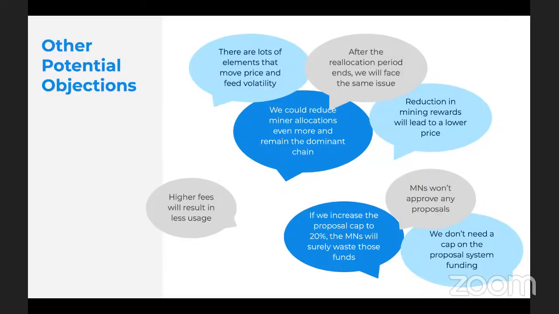having a cap there is nonetheless healthy, even if it's just providing a bit more flexibility. I've also heard, well, if we increase the proposal cap to 20%, the masternodes will surely waste all of those funds. So I've heard, people aren't going to approve anything and then people are going to approve everything. Well, the evidence doesn't support that. In our current system, which has no trade-off, there's no downside to approving a new proposal. The masternodes do not fully utilize the 10%, even when there are proposals that they could spend the money on. And so in the current system, they're already not exhibiting this behavior.